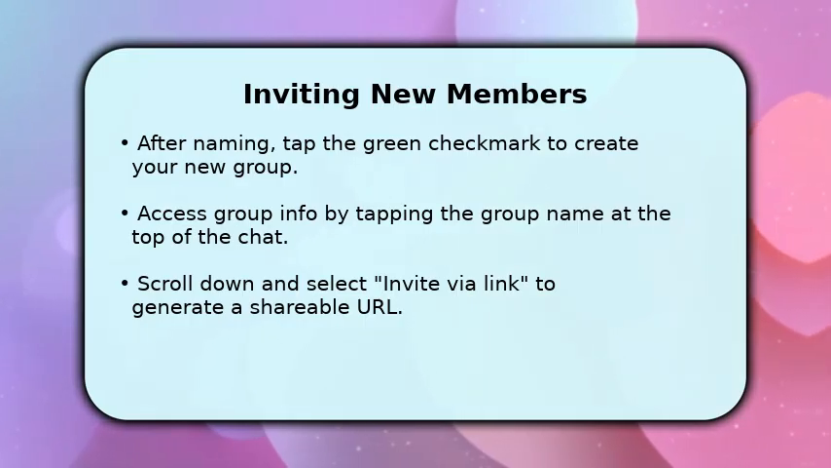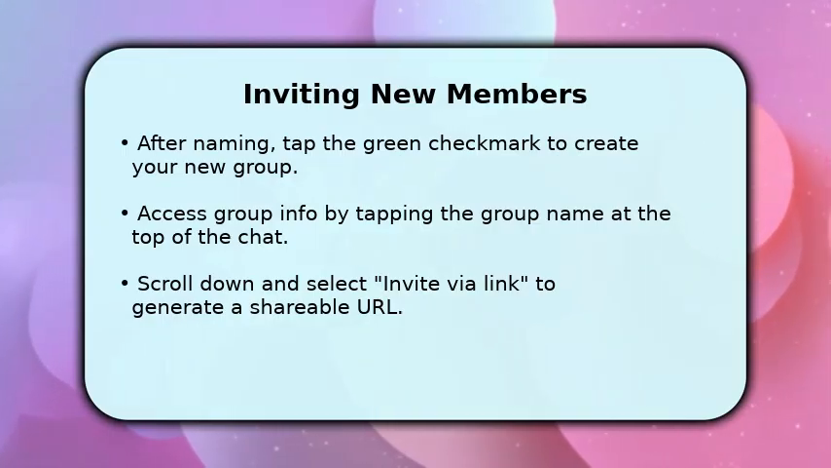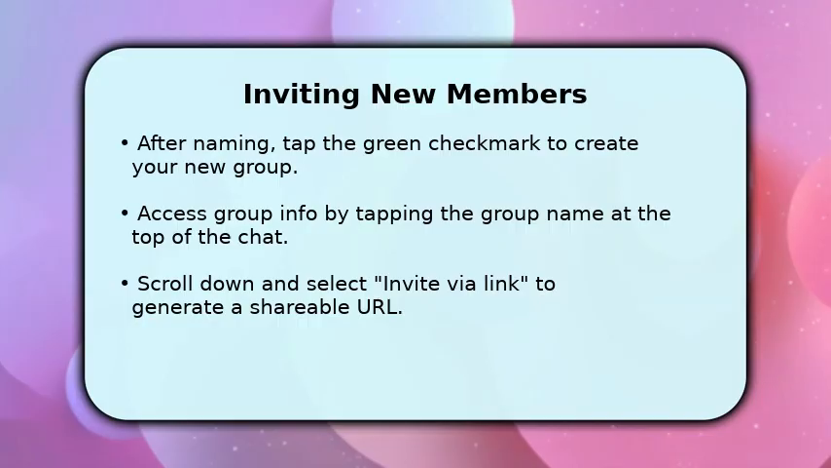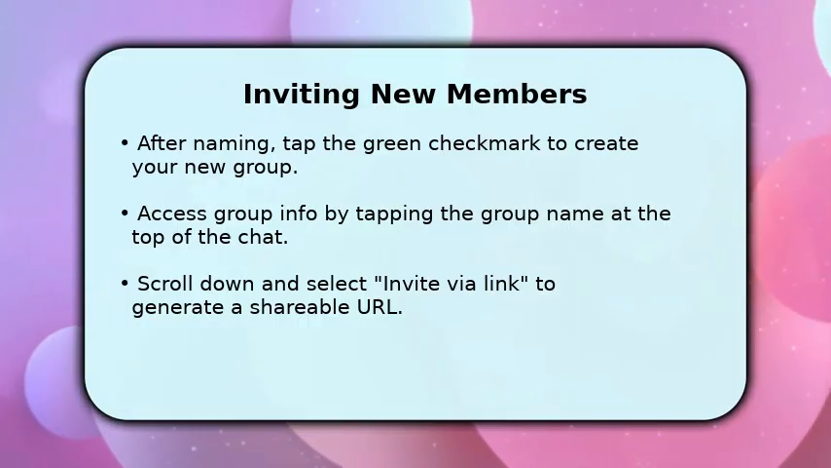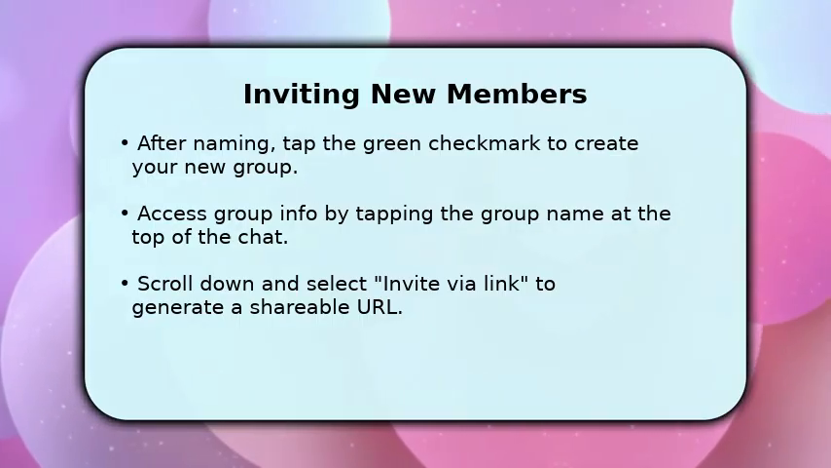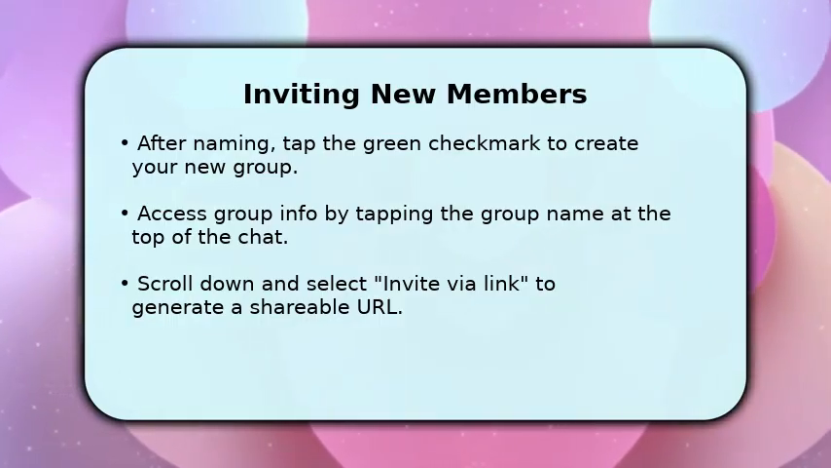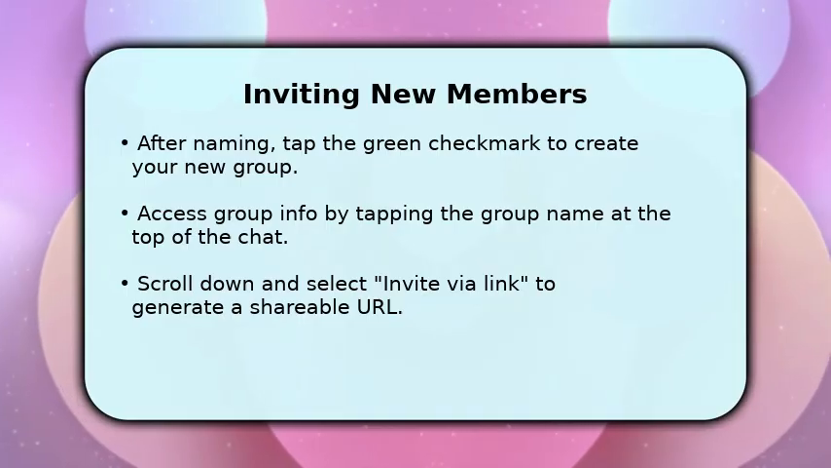Now, to invite more people, tap the group name at the very top of your chat screen to access the group info. Scroll down a bit until you see the option Invite via link. Tapping this will generate a unique, shareable URL. You can then easily share this link through other messaging apps or simply copy it to send manually.